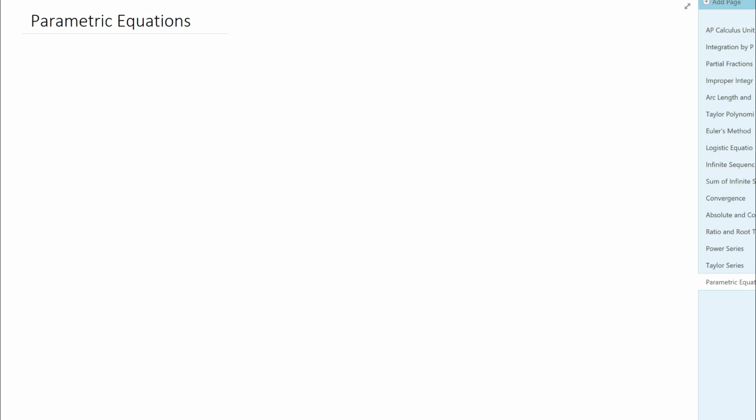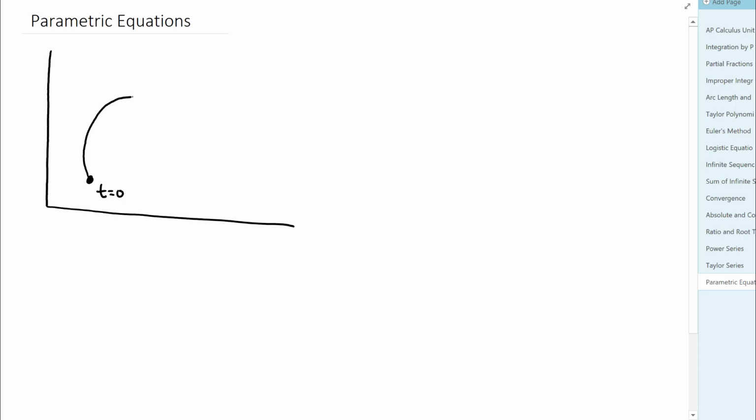So in this video, we're going to take a look at parametric equations. Imagine that you have a particle or object that starts somewhere. Say at time 0, it's right here, and then it moves. And maybe it moves on an interesting path like this. So at time 2, it's here, and then it ends up here. And essentially, this is how the path of this object is moved.